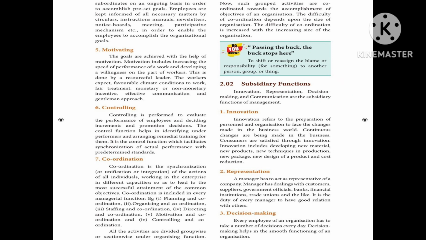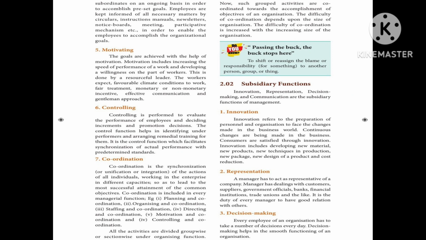All the activities are divided group-wise or section-wise under the organizing function. Now, such grouped activities are coordinated towards the accomplishment of objectives of an organization. The difficulty of coordination depends upon the size of the organization. The difficulty of coordination increases with the increasing size of the organization. Subsidiary functions. Innovation, representation, decision-making, and communication are the subsidiary functions of management.